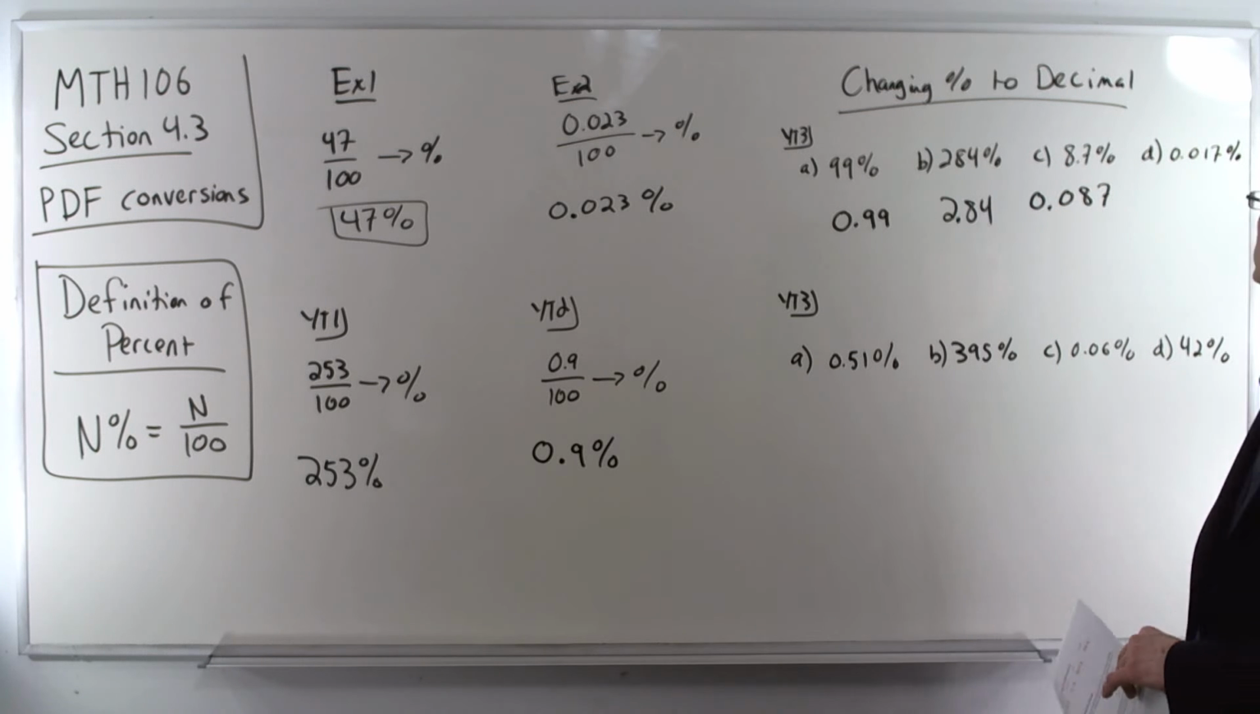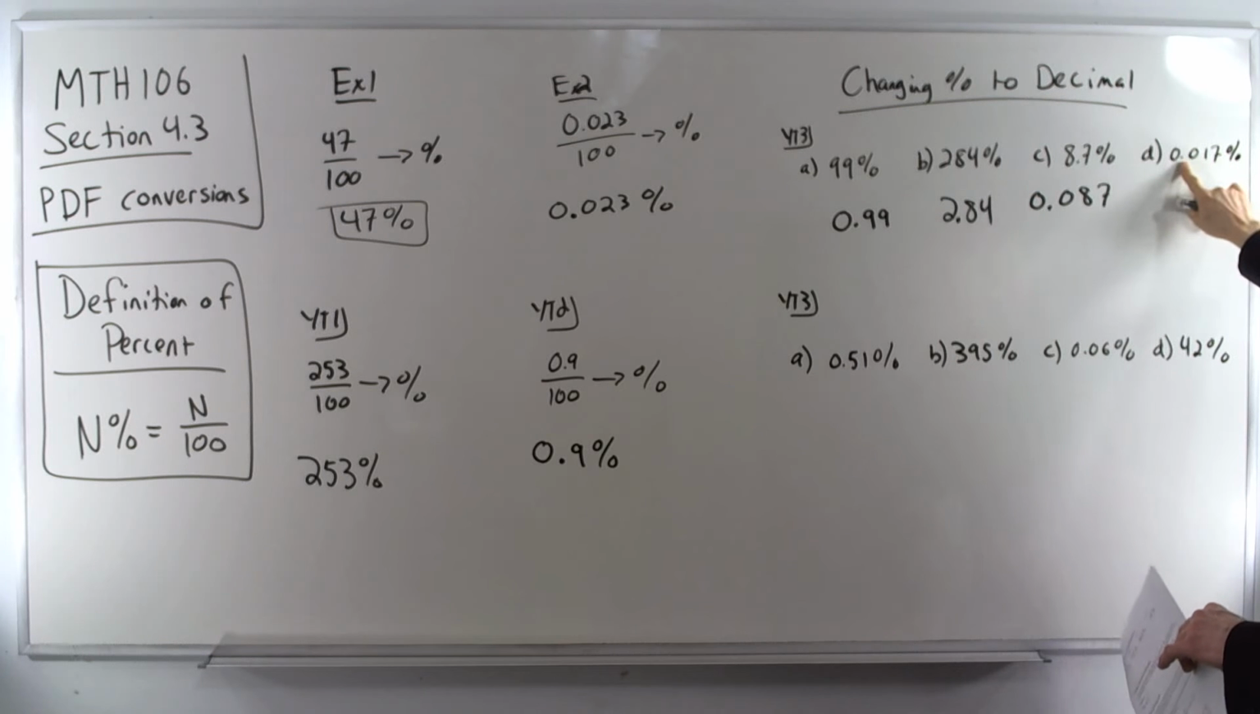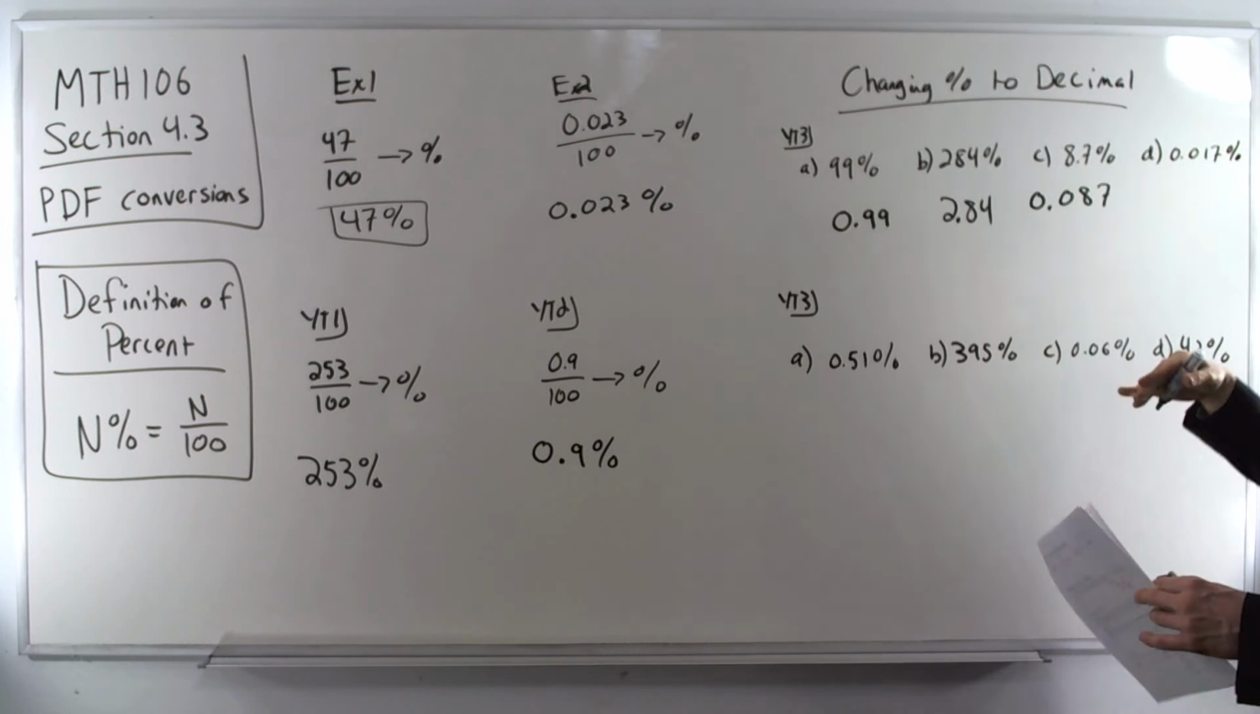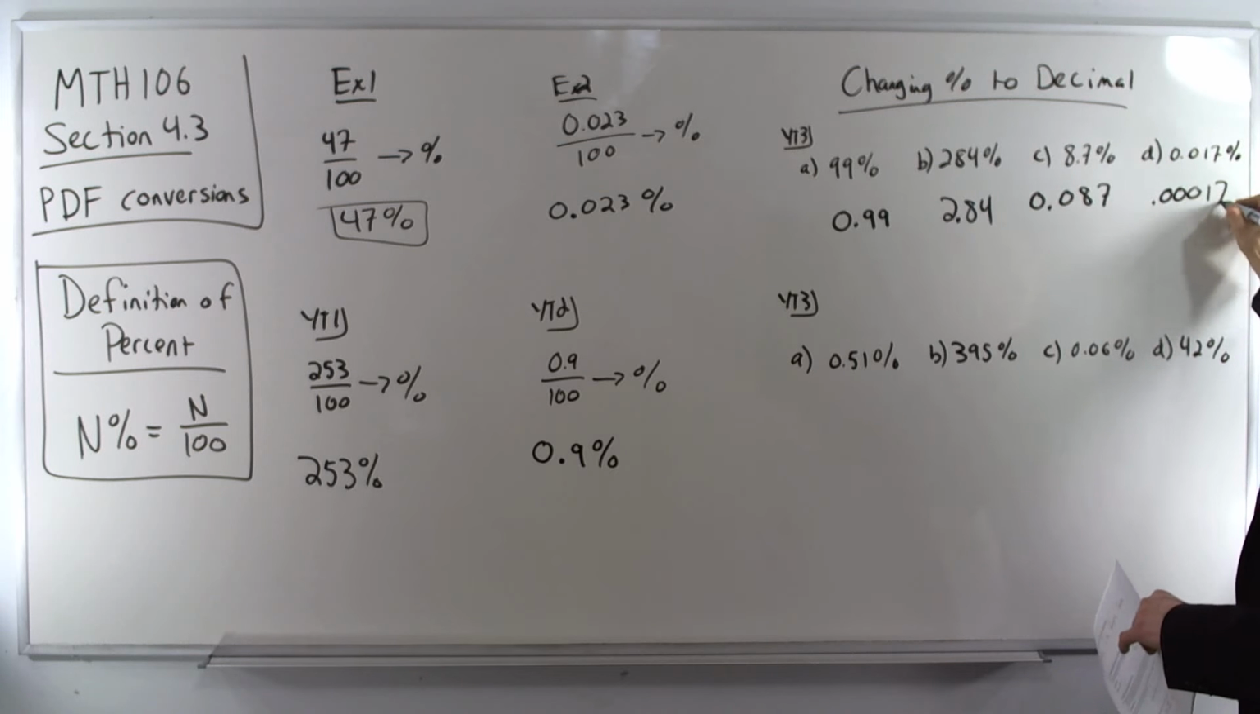And here we've got a number that's 0.017%, so we have 1 0. If we move it 2 to the left, we're going to have 3 zeros. So it's 0.00017.